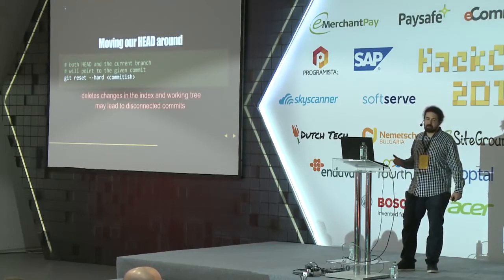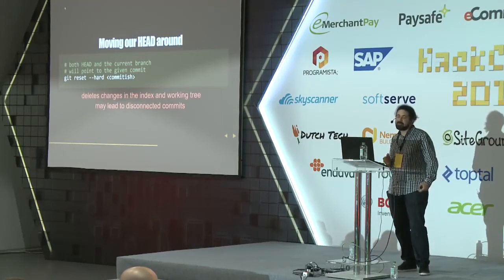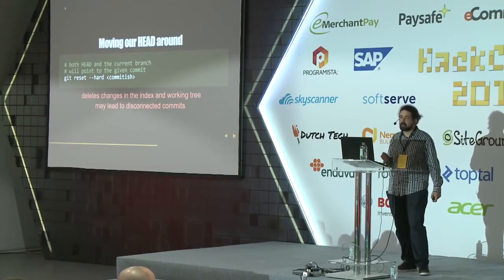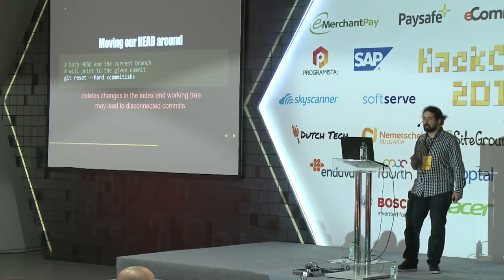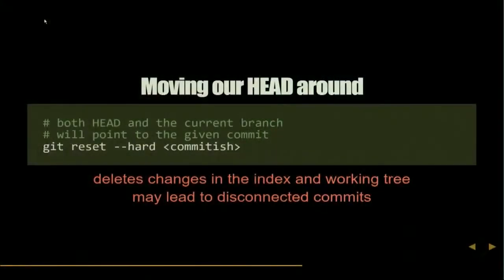We can move our head around. Once we detach it, it's kind of easier. So we can do it using git reset, and providing the --hard option would actually delete all the changes that you have currently in your working tree and in your index, and it would move your head, and make it point to the ref or the commit you designated in the command. This could make you lose your changes, so use that with care. Be very careful when you do that.